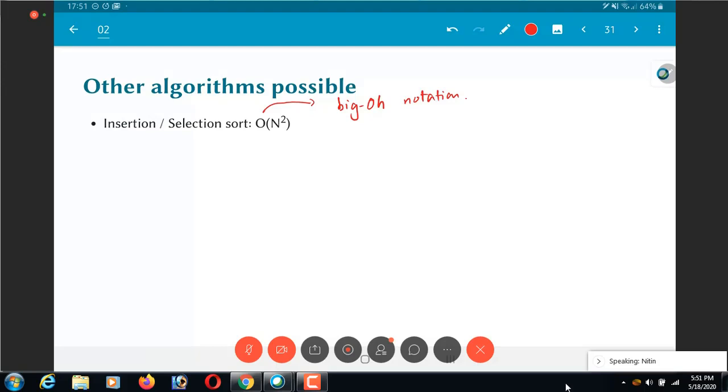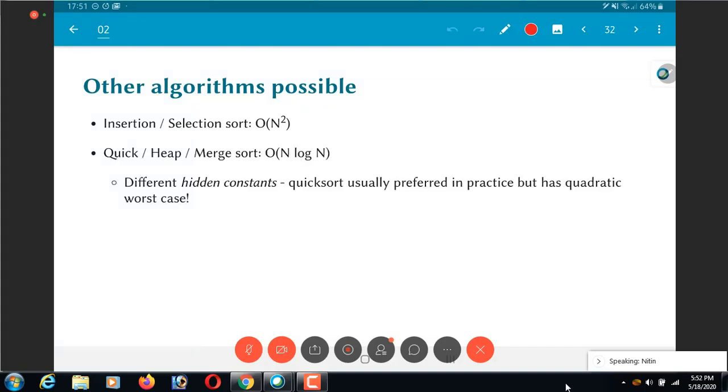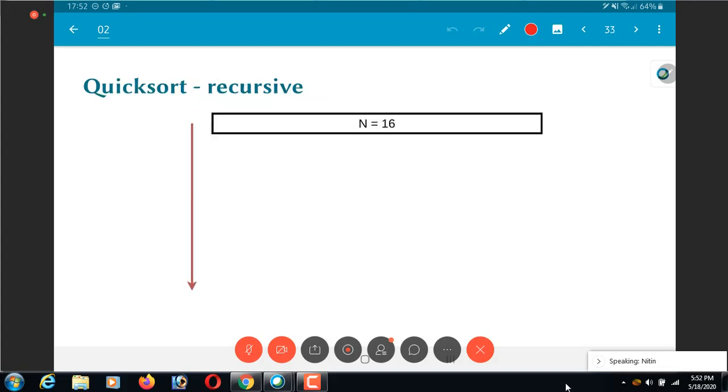The intuitive meaning is that you can expect the runtime to go proportional to n squared in this case. On the other hand, there are other known algorithms, right? There is something called quicksort, and other variants called heap sort, merge sort, and so on. Without going into the details of how any of those sorting algorithms works, I just want to show one approach that is used to implement something like this.